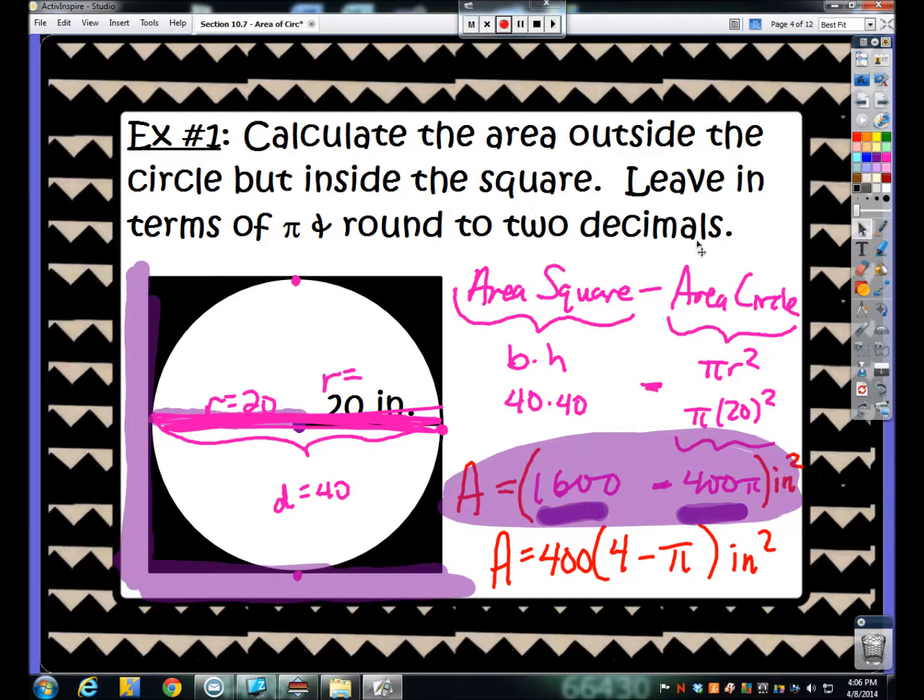Round our answer to 2 decimal places. Sorry, forgot about that. If I typed in 1600 minus 400 times pi, where's my pi button? There it is. I get 343.36 to 2 decimal places, inches squared.